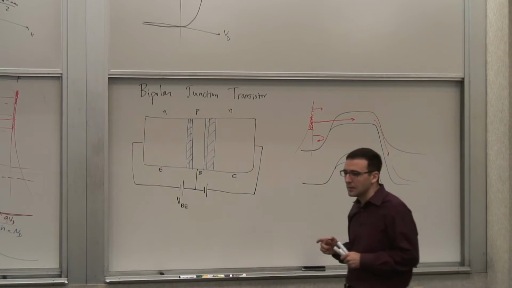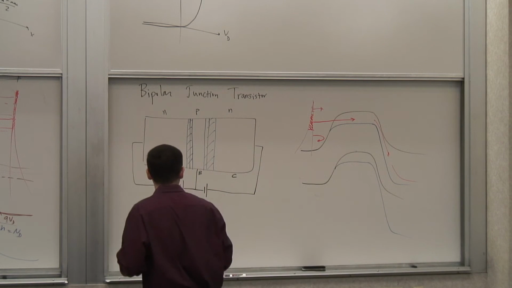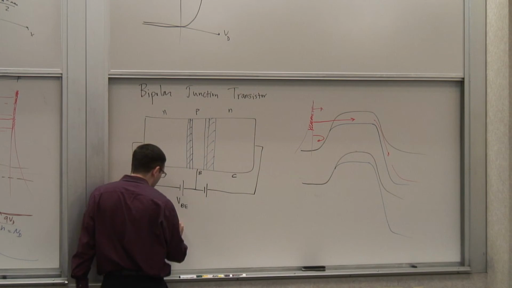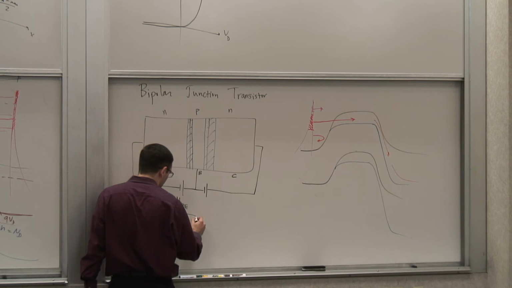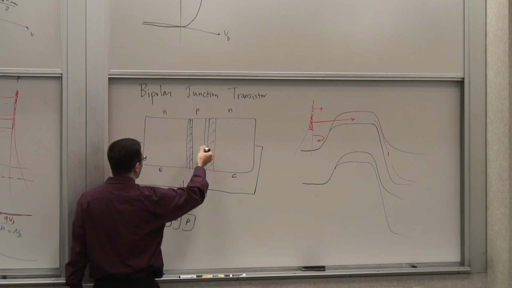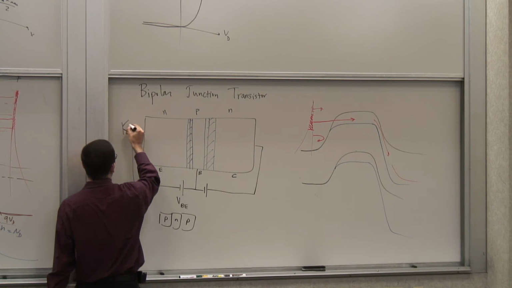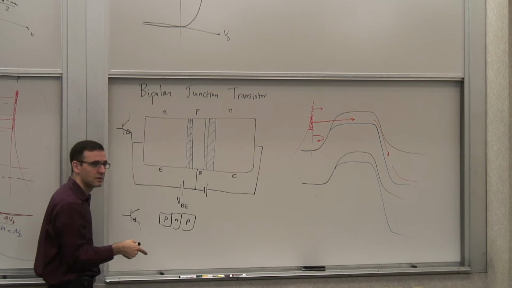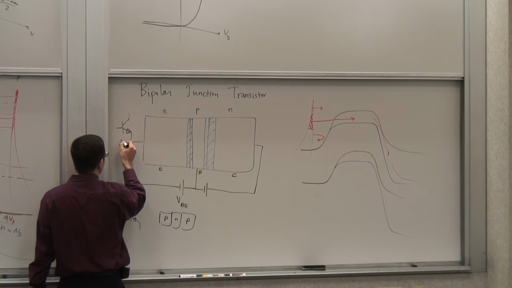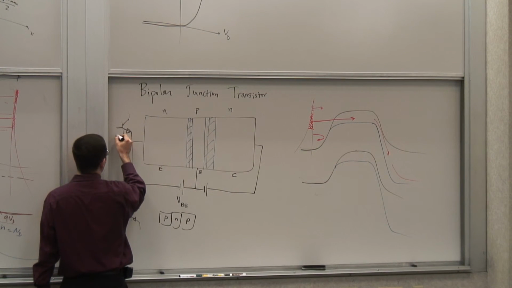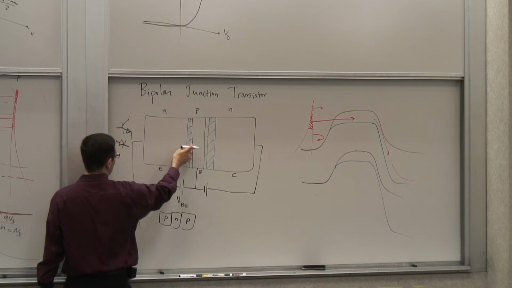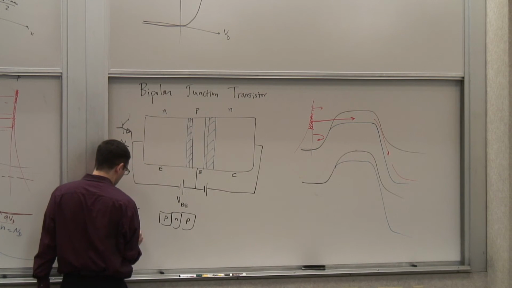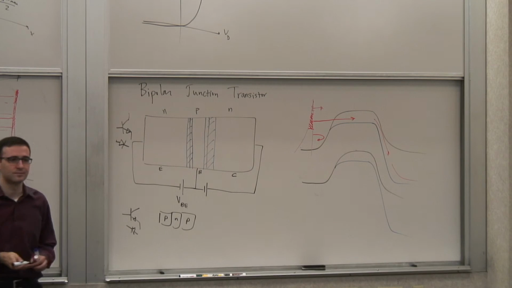Okay. Now, this is an NPN, and you can of course make a PNP. And the symbol for NPN is like this, and the PNP is like this. The one with the arrow is the emitter, and the way to think about it is that the arrow is one diode here, and so the p-n junction diode is pointing this way, and this diode is pointing this way.